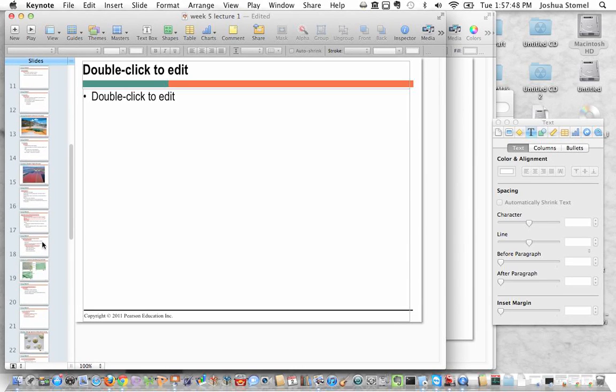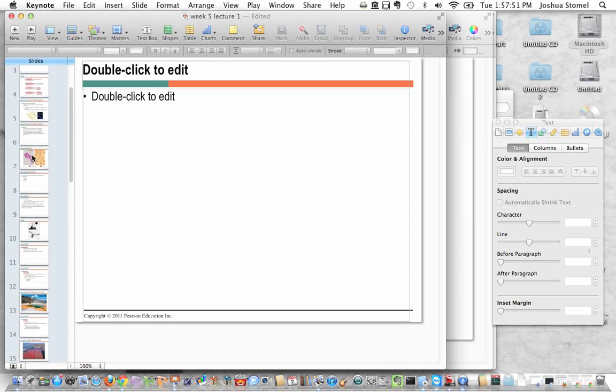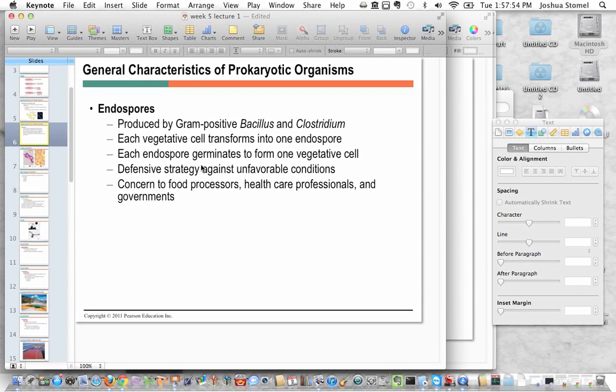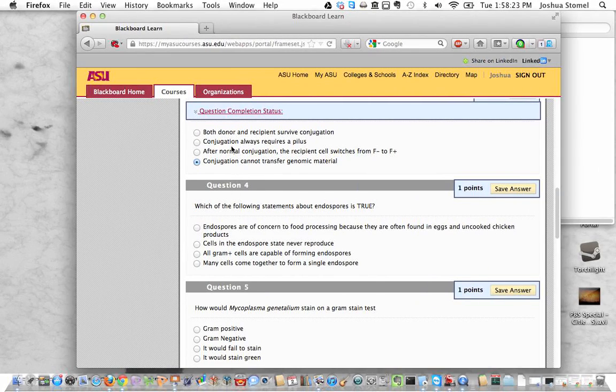Let's see, where are some endospores? Here we are. So, we noted that an endospore is not a vegetative cell. And a vegetative, you think vegetation, green, growing things. A vegetative cell is an actively growing and reproducing cell. And endospores are dormant. They're non-vegetative. So this statement that cells in the endospore state never reproduce is true.